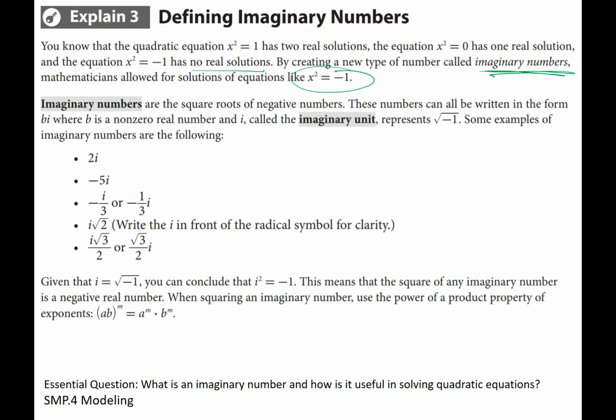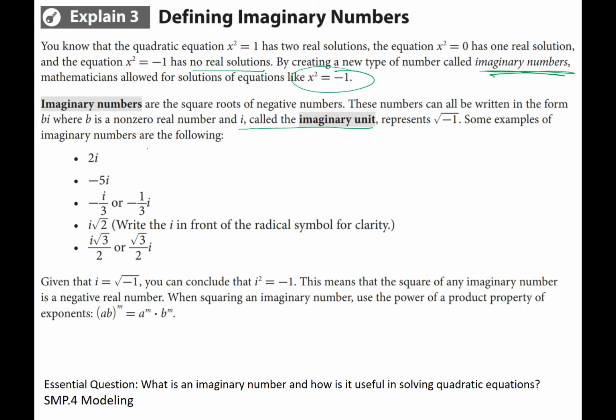The application for this is typically like electrical engineers use this type of mathematics. That's the place where I've at least seen it before. Imaginary numbers are the square roots of negative numbers. These are numbers that can be written in the form bi, where b is a non-zero real number and i is called the imaginary unit. So i is the imaginary unit and represents the square root of negative 1.